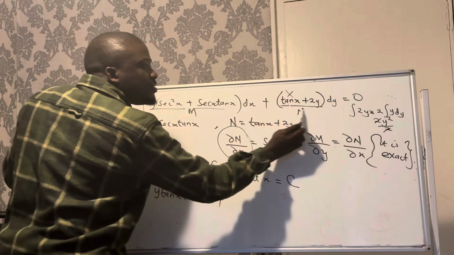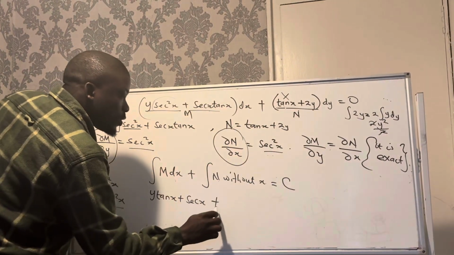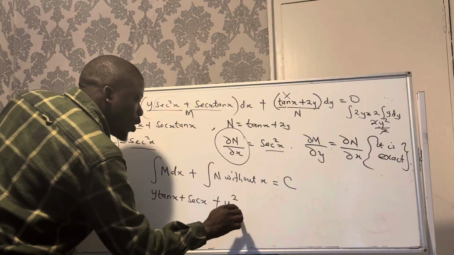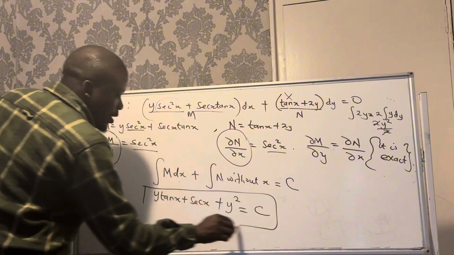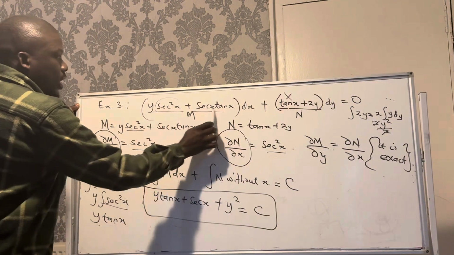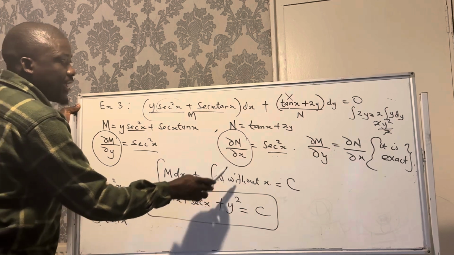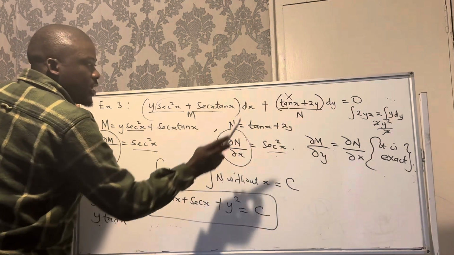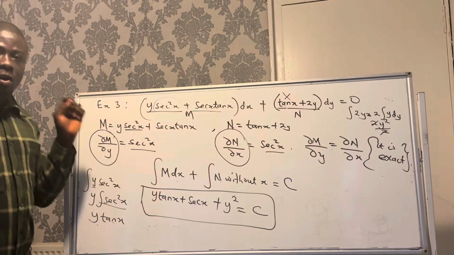So integrating this without x, we have the whole of this to be what? y squared, all equals c. So this is our final answer. After integrating this, we got y tan x plus sec x, and after integrating N without x, we got y squared equals c, where c is a constant.